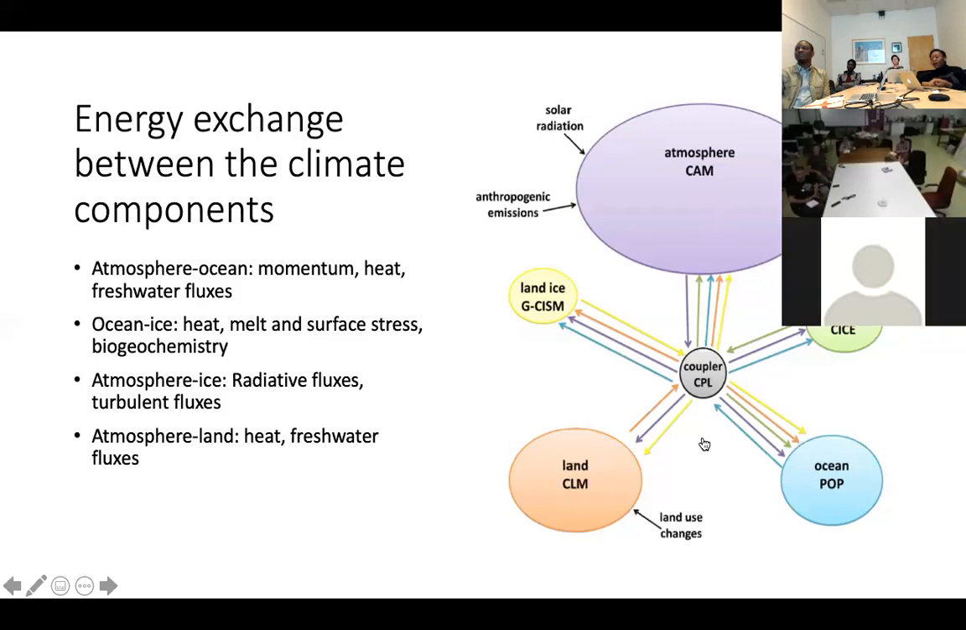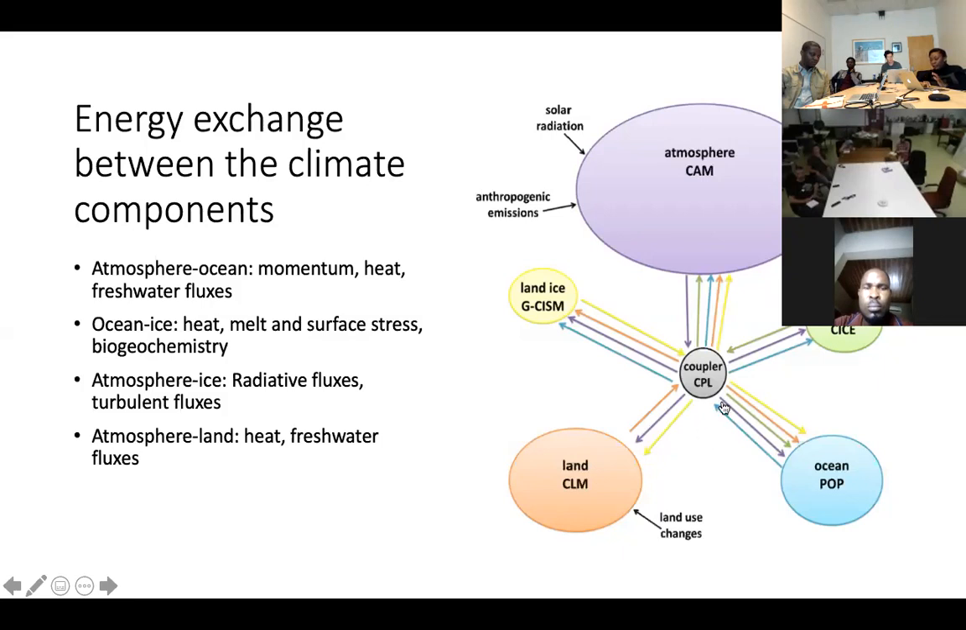But all this exchange of fluxes is timed in such a way that the atmosphere model is integrated forward in time, the ocean model is integrated forward in time, sometimes in parallel, and the exchange of fluxes is done at a set time, maybe once daily, or every hour. It depends on the resolution of the model and also the time increment in each model.